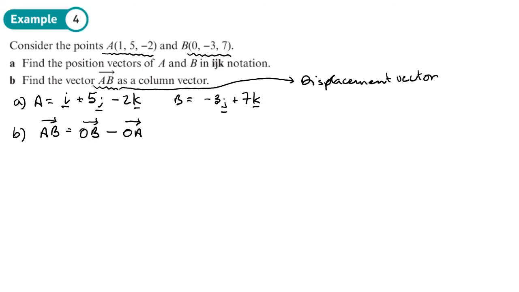Now O to B is just actually this 0, negative 3, 7. Now it says give the answer as a column vector, so I'm going to write my work in as a column vector. 0, minus 3, 7. So that's OB. Minus OA, which is 1, 5, minus 2. So I just do the top row minus the top row, so that's negative 1, 0 minus 1. Negative 3 minus 5, minus 8. 7 minus negative 2, which is 7 plus 2, which is 9.